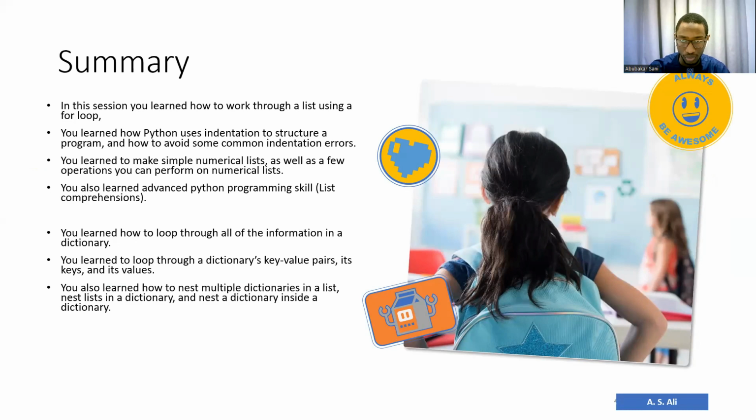We've seen those. We also learned advanced Python programming skills like list comprehension, which we saw compresses three or four lines of code or more into a single line. You learned how to loop through all the information in a dictionary, and we also saw how you can move through either the key-value pairs, just the keys, or only the values. We've seen how we can nest multiple items in a list, and so on. And we've seen how we can use the if else statement. So this is what we've learned today in general.